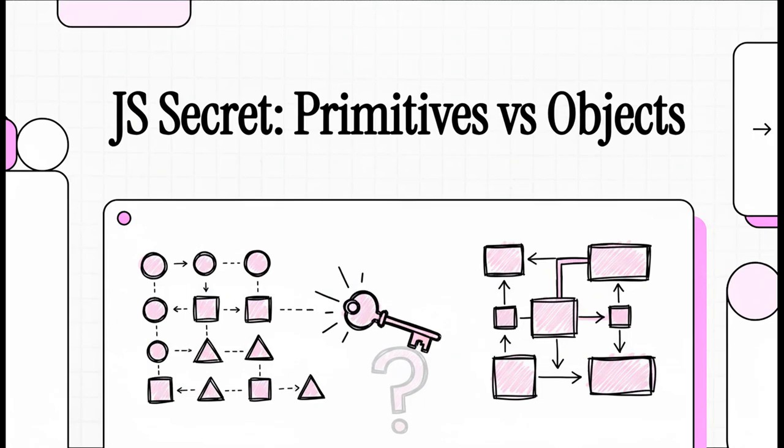All right, let's dive into one of those fundamental JavaScript concepts that kind of hides in plain sight. It's something that can trip up developers at all levels, but once you get it, it's like a key that unlocks so much about how to write cleaner, more predictable code. So, where do we start?